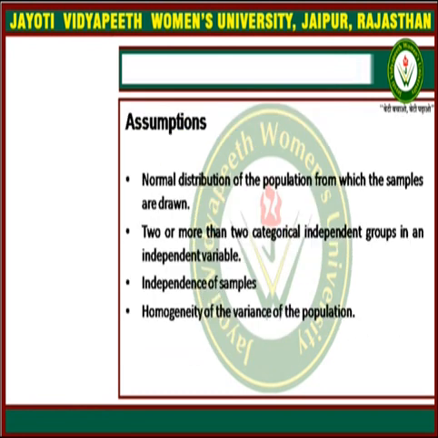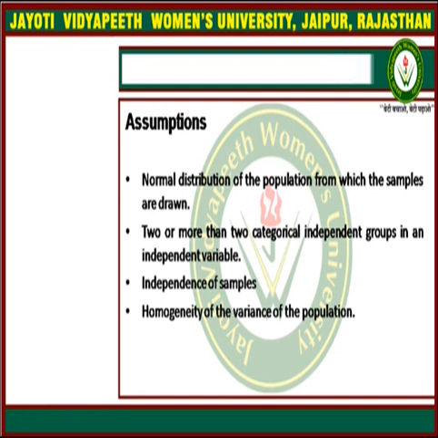Now we have to make some assumptions before applying this ANOVA test. The first is normal distribution of the population from which the samples are drawn. It means the samples drawn from the populations should follow the normal distribution. So normal distribution should be followed by the population.